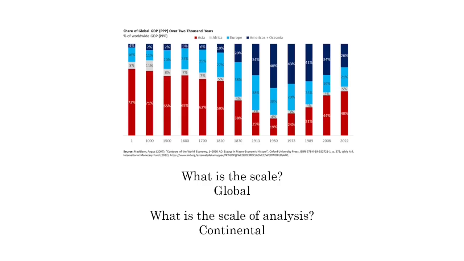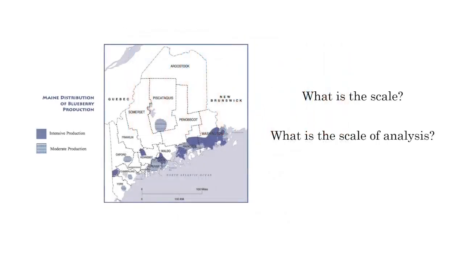Okay, here's another one, more of a large-scale data set here compared to the world. We have a specific state in the United States, so that's our scale. You could also say subnational as well because it's smaller than the country. And then what's the data showing? It's showing distribution of blueberry production in Maine. The data is not being compared between counties because some counties have different data within them. So like Hancock County has both intensive and moderate production.